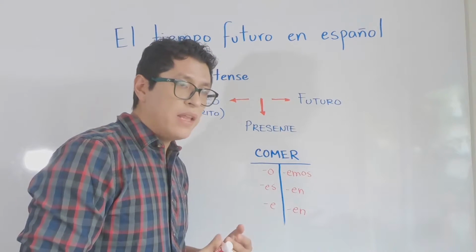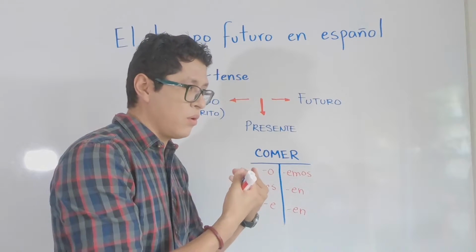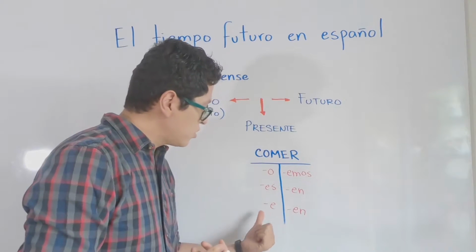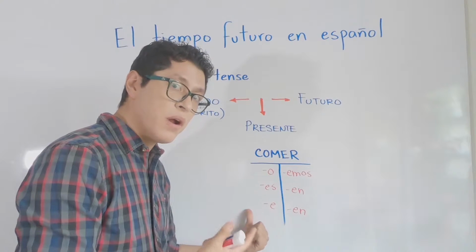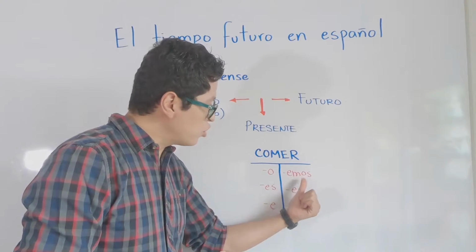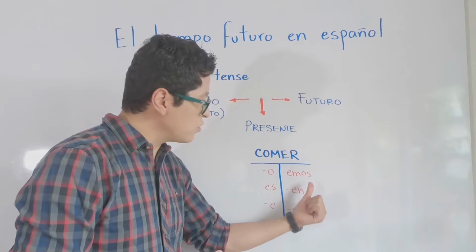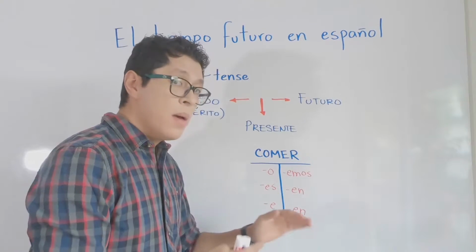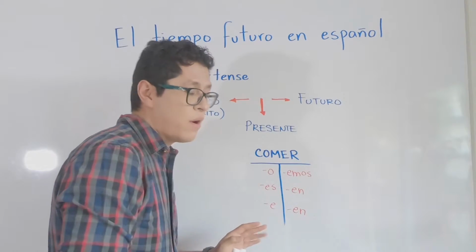If you want to be polite, you call him or call her usted. So this one you will find it here. That's a personal pronoun, usted. Then you have nosotros, ustedes, and ellos. This would be we, you, and they. But this is the present. This is the present form.